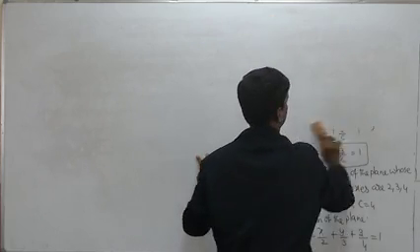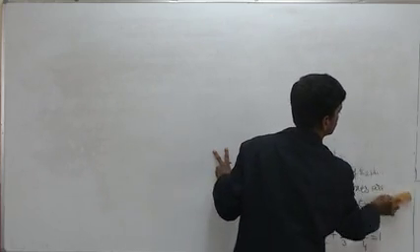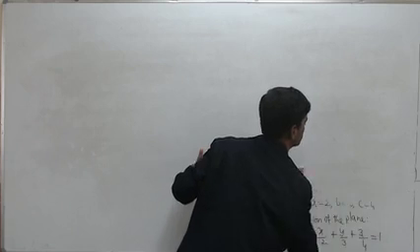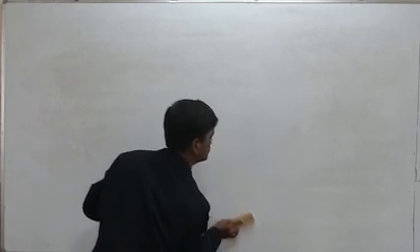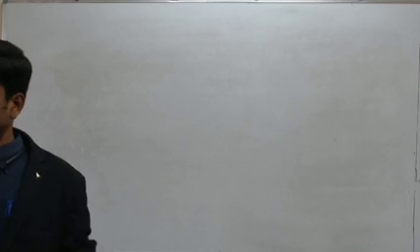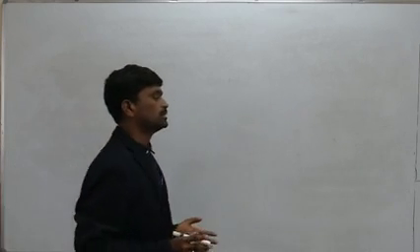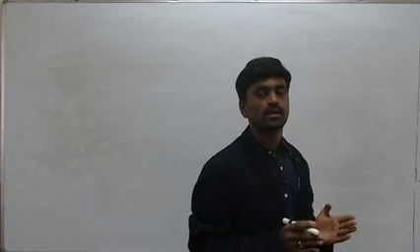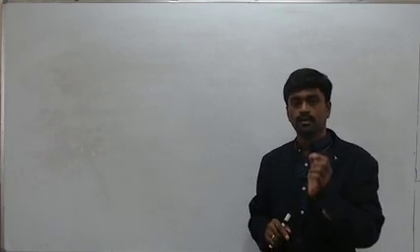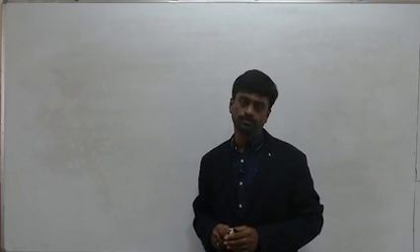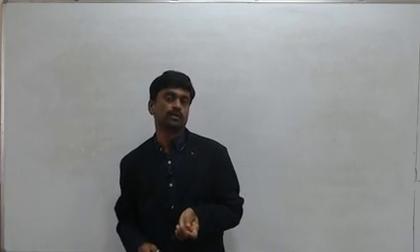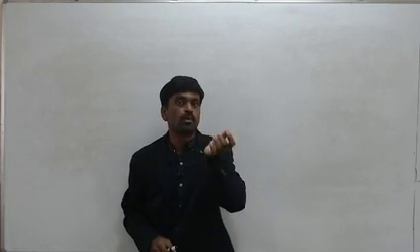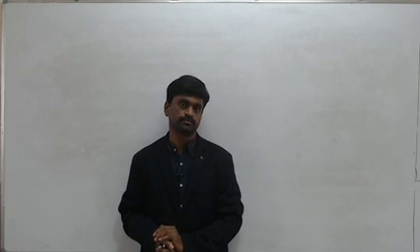So next, whenever two lines are intersecting, then a point will form. Whenever two lines are intersecting, a point will form. So that is why that point is called the point of intersection.